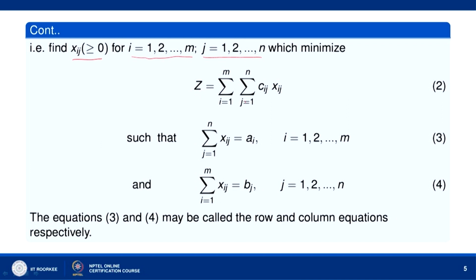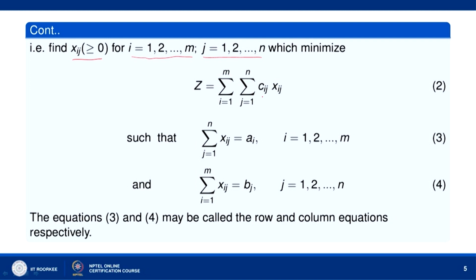Total cost is sigma i equal to 1 to m, sigma j equal to 1 to n, C_ij into x_ij. C_ij is the cost per unit of transporting from the ith source to the jth location, and x_ij is the quantity that is shipped from the ith location to the jth destination. So, C_ij into x_ij is the cost incurred in transporting x_ij units from the ith source to the jth destination, and i runs from 1 to m, j goes from 1 to n.